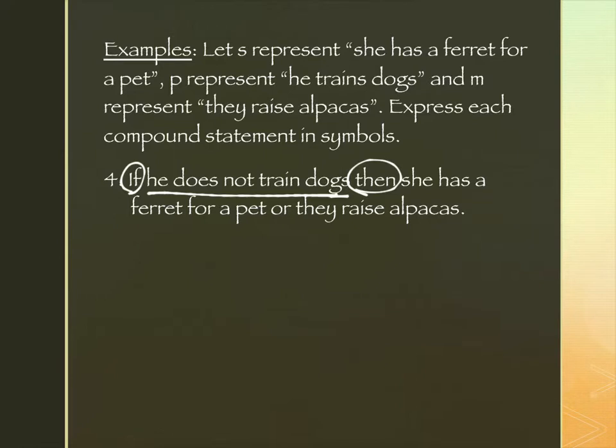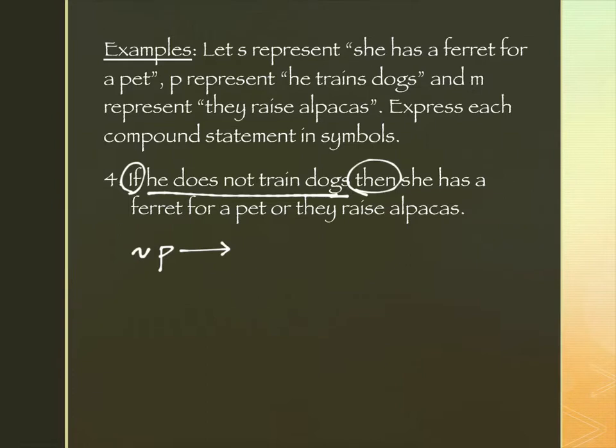Yep, it'll be squiggly because it says not, right? And which symbol is it we're using for the training dog symbol? That one was P. Okay, and then the word then comes next, so then I have an arrow. Okay, everybody good with those pieces so far? Tilde P, arrow.